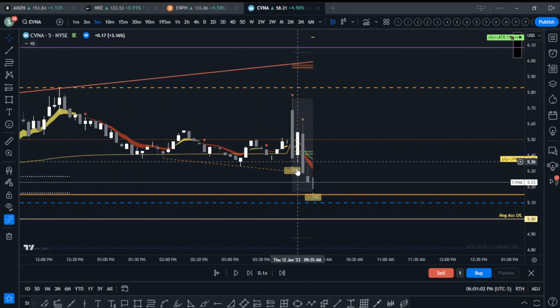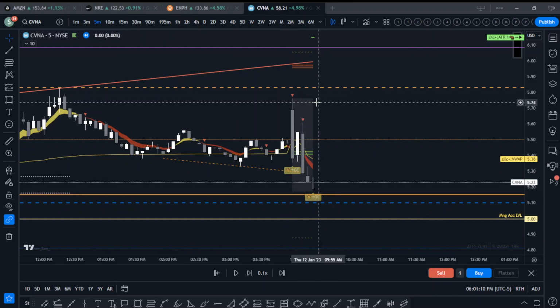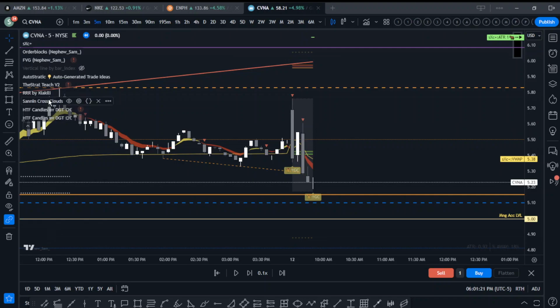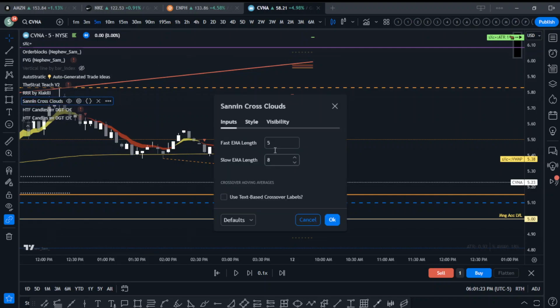Or doing the fair value gap to the upside, or doing the golden cross to the upside also. Doing a strat combination also. It's a combination of those things. I use the 5 and the 8. The 5 and the 8 is quick and fast for me.